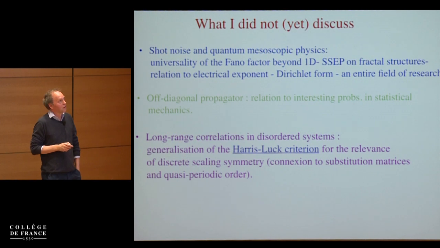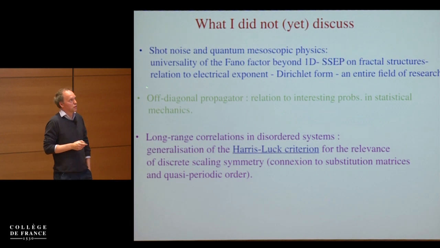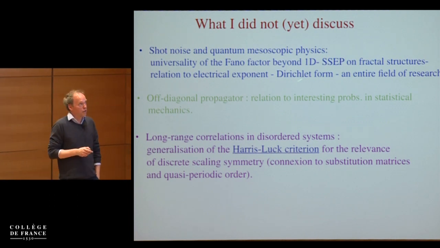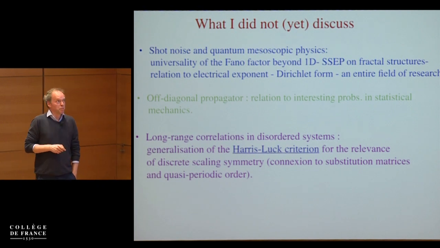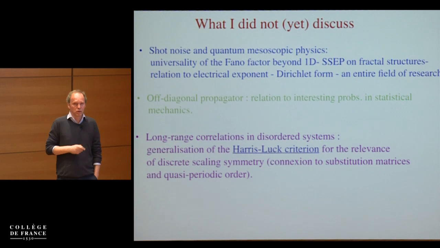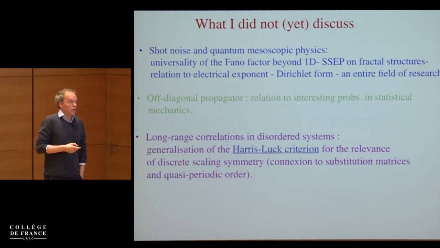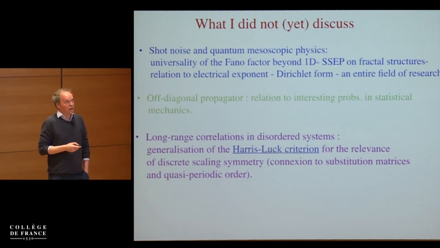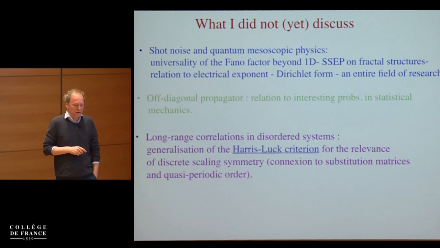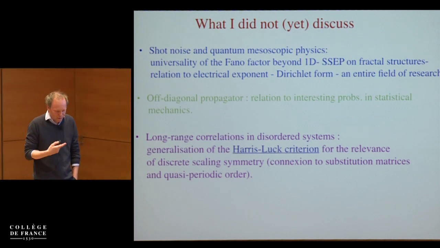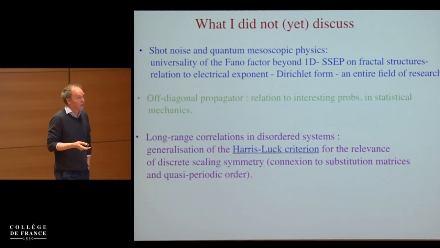So for those of you who are specialists in this problem, I can allow myself for 5 minutes to be extremely technical. There is what is called the Fano factor for shot noise in quantum mesoscopic physics, and we know everything about this Fano factor in 1D. But beyond this, the sky is the limit. We don't know much. And in fact, it's possible to look at out of equilibrium fractal structure and to calculate this Fano factor and to see if it is universal or not. The answer is that it is not universal. And this is related to this electrical exponent that I discussed in the first lecture, as an introduction of how each physical quantity is related to an exponent.